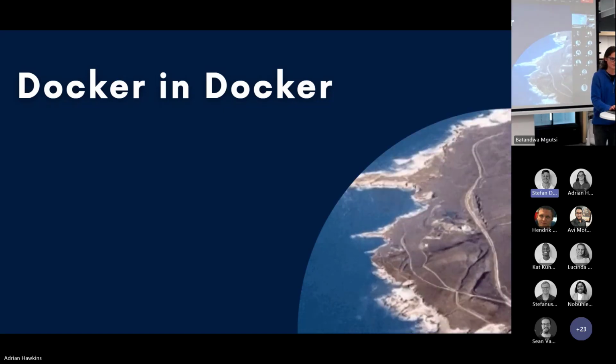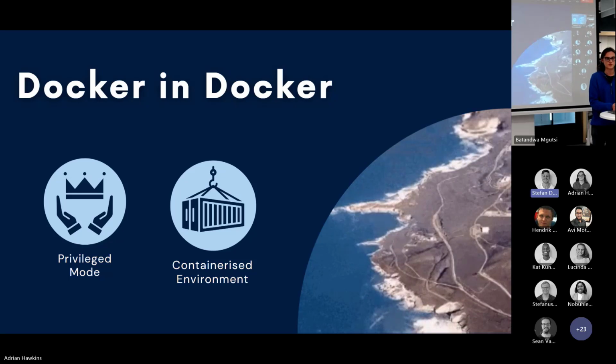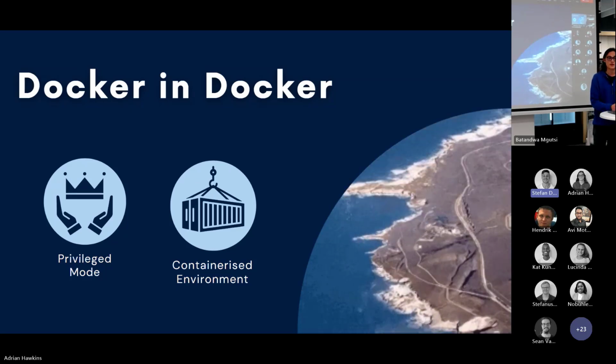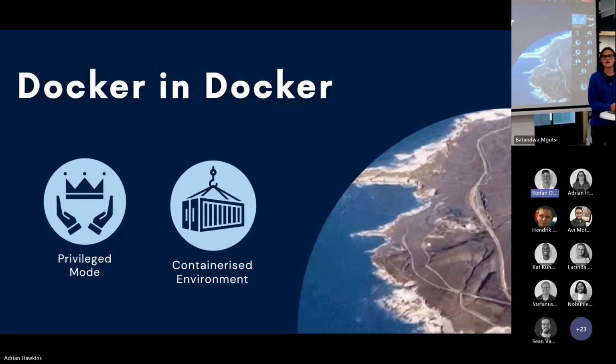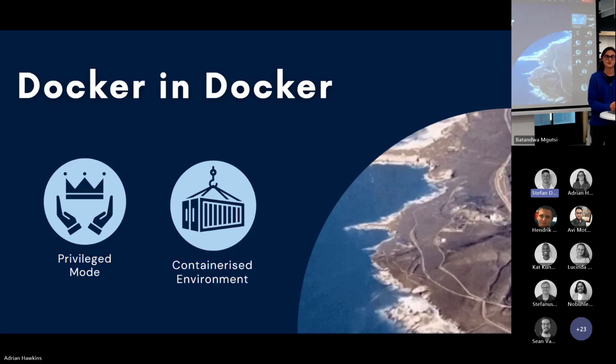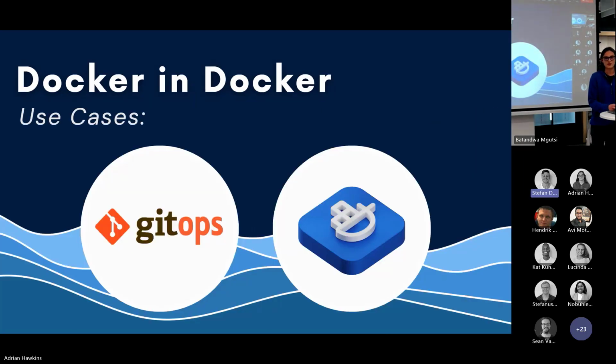Docker in Docker. By running a container in privileged mode, you're able to install the Docker engine inside that container and run the Docker daemon. Alternatively, you can use the officially provided Docker in Docker image. This allows you to build containerized images within a containerized environment. But what are some of the other use cases for Docker in Docker? Some of these would include GitOps, as well as making changes to the source code of the Docker engine itself.